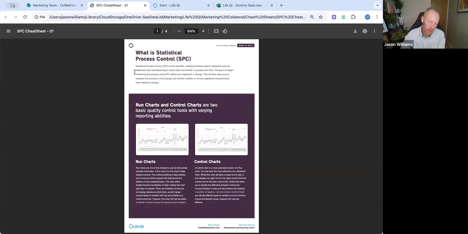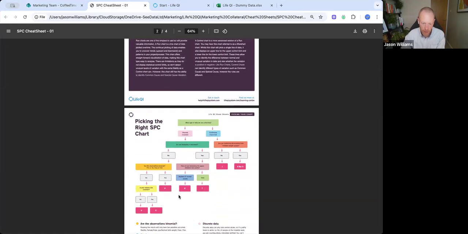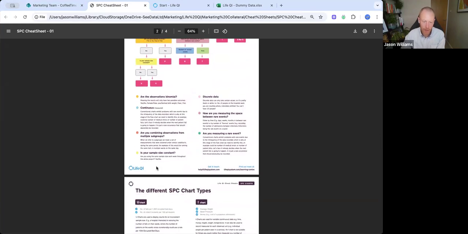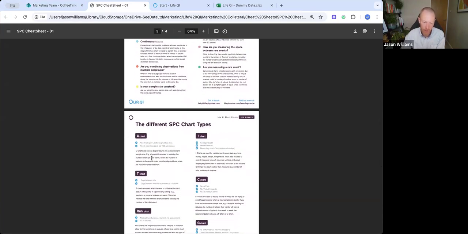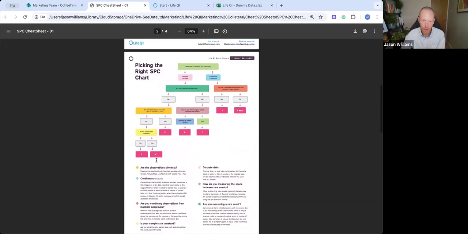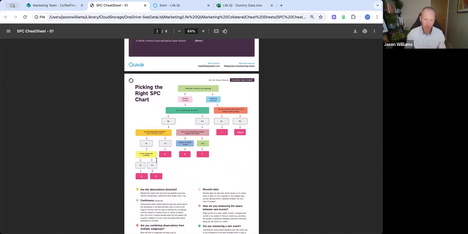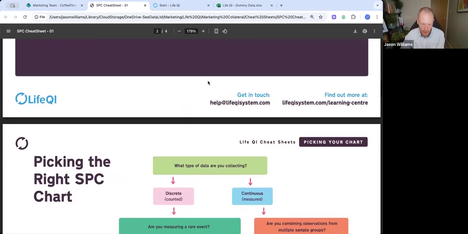And we can share a link to our website where you can download this. It's kind of a 4-page PDF that talks about the difference between run charts and control charts. It's got this decision tree. It breaks down some definitions. It's got those examples of the different chart types in it. So this is a really useful resource. And the idea is, as a cheat sheet, it's something you would download or print off and have available that you can kind of look at every time you need to look at it, basically.